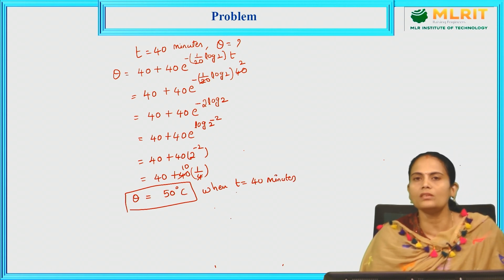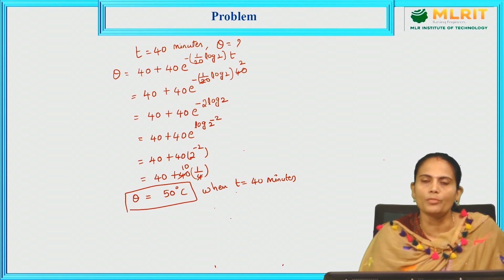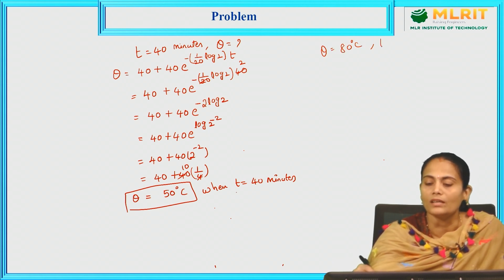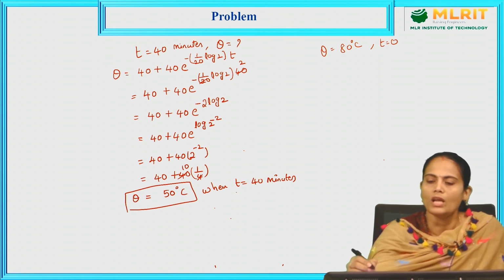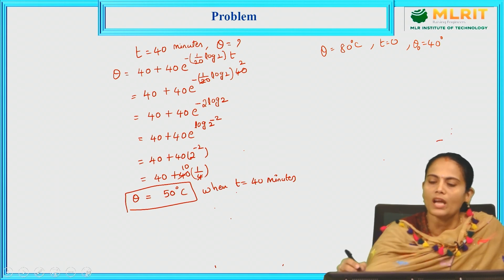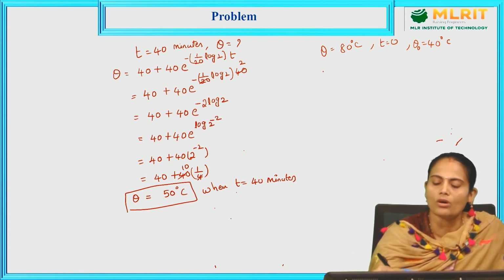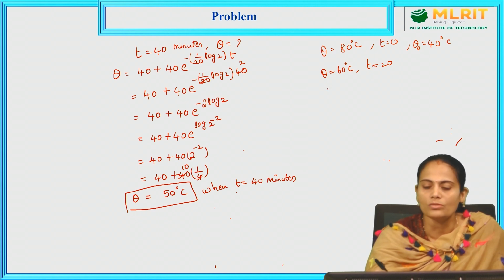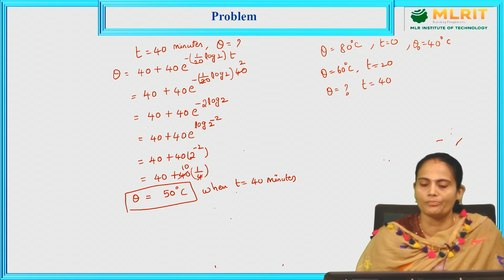So that completes the solution of the given problem. So what were the problem values given? What is the initial value? Initial is 80 degrees centigrade at the time t is equal to 0, and the air temperature is a constant, that is theta naught is 40 degrees centigrade, and also given another condition, theta is equal to 60 degrees centigrade when the time is 20 minutes, right? And finally what we find is theta at the time 40 minutes, right?